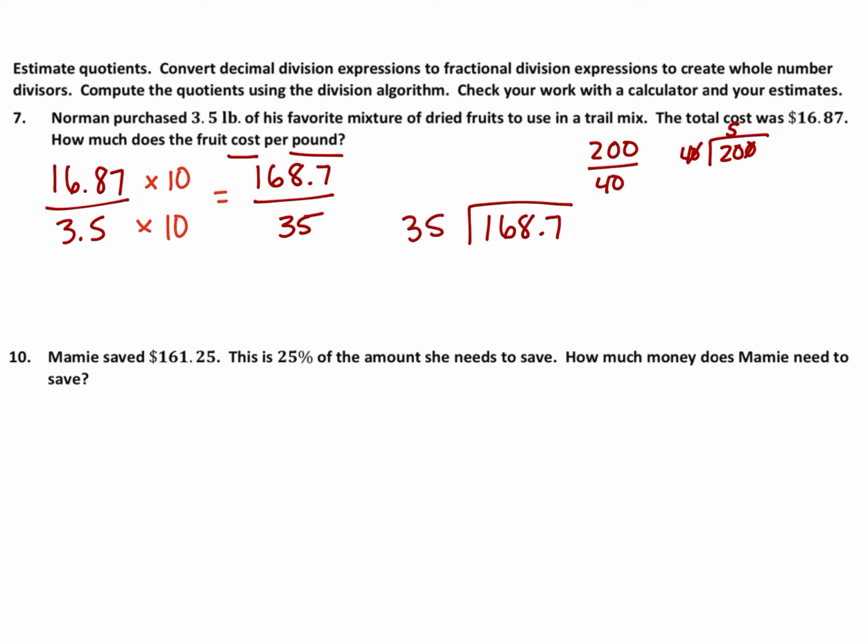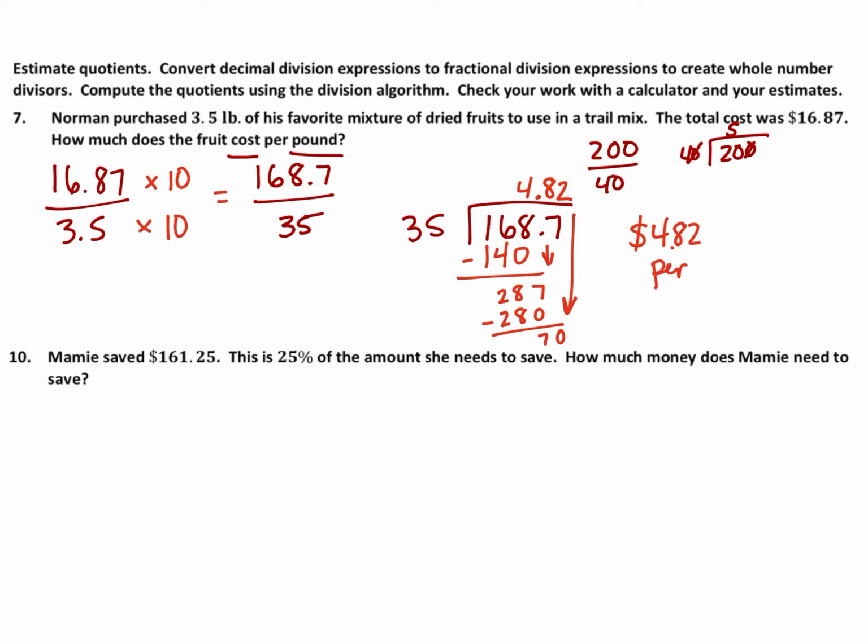35 fits into 168 4 times, which gives you 140, and that leaves you with 287 when you bring down that 7. 35 will fit into 287 8 times, and that would be 280 because it's just 140 doubled. Then we have a 7, and we need to bring down another 0. 35 fits into 70 exactly 2 times. So the cost per pound is $4.82.